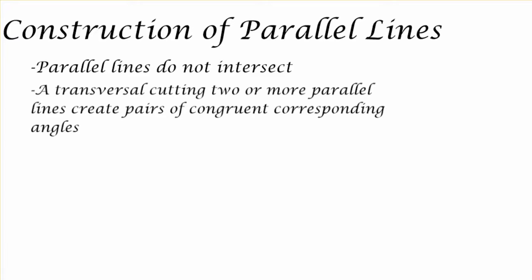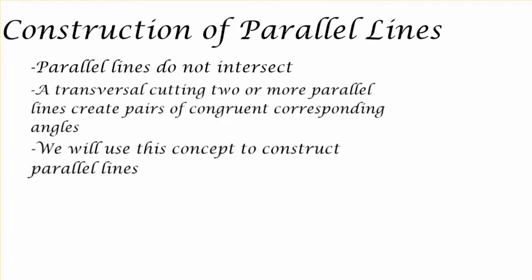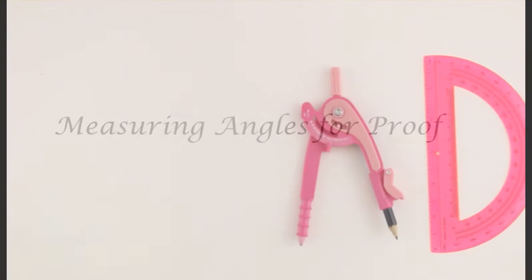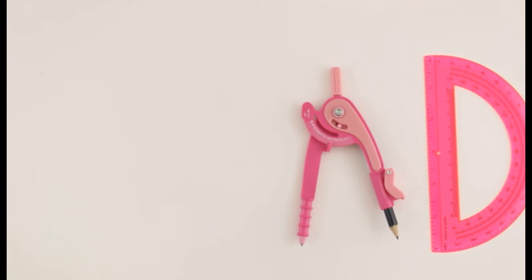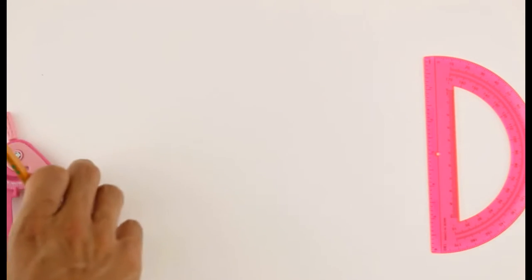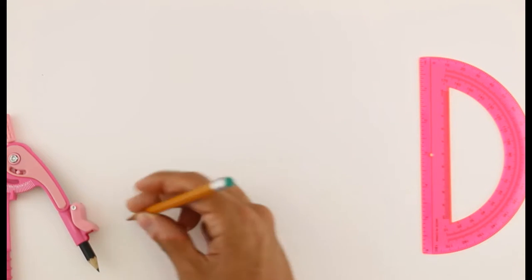Now remember that parallel lines do not intersect, and that a transversal cutting two or more parallel lines creates pairs of congruent corresponding angles, among other types of pairs. So taking a look at some of these concepts, we will use this in order to construct parallel lines. We're going to keep in mind that corresponding angles are always congruent in parallel lines. So let's go ahead and make two pairs, or rather one pair, of parallel lines.